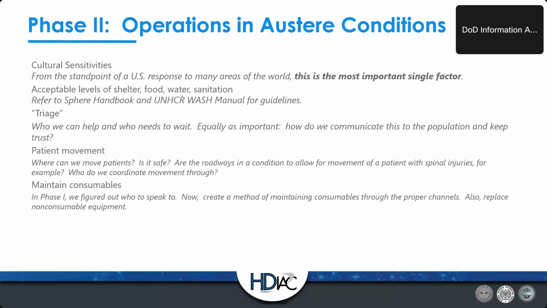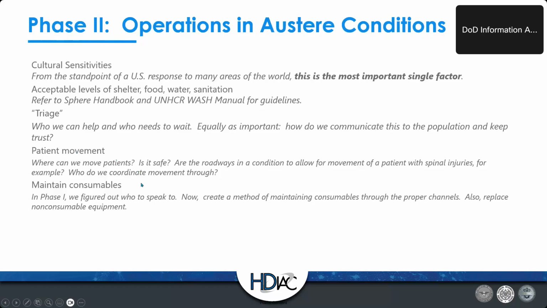As far as making sure that there are acceptable levels of food and shelter, we discussed the WASH manual, the Sphere handbook. Triage, and by that I don't mean triaging individual patients, but who can we help and who needs to wait. But the corollary to that is, how do we communicate that to the population and keep trust? So somebody who maybe just has a cough and a fever, if it's not over a certain temperature, we just want you to stay home, hydrate, and whatnot. And don't come into the clinic because we don't have the things we need to help you. Well, how do you communicate that in a way that doesn't say, we can't help you? You need to communicate certain things in a way that keeps the population informed, but also keeps their trust.